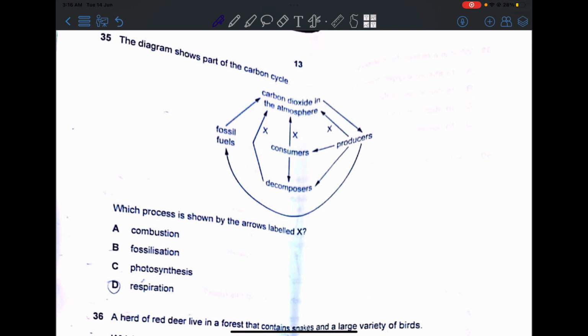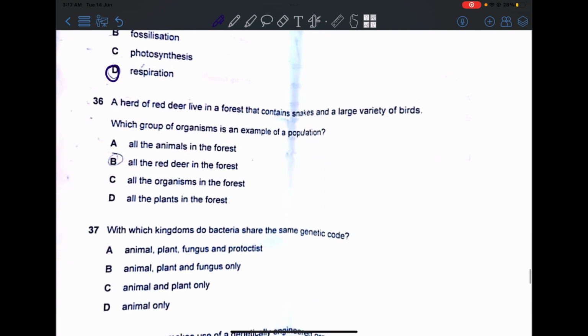35. The diagram shows part of the carbon cycle. Which process is shown by the arrows X? Now X is actually releasing carbon dioxide into the atmosphere. So this is actually respiration, because this is the only process over here that can release carbon dioxide from both the producers and consumers, and also the decomposers are releasing. So this is going to be respiration.